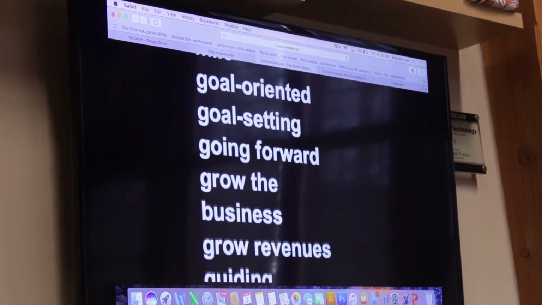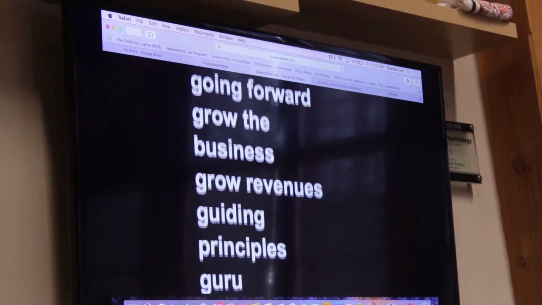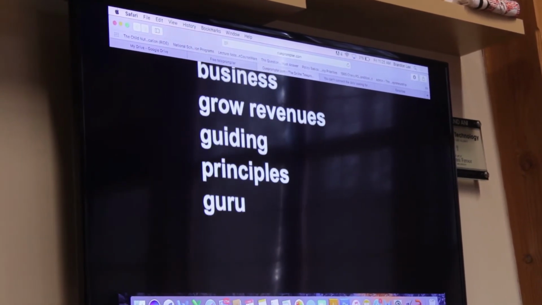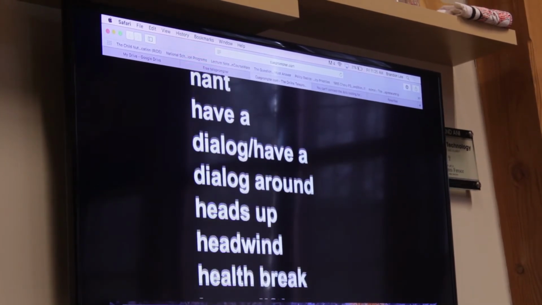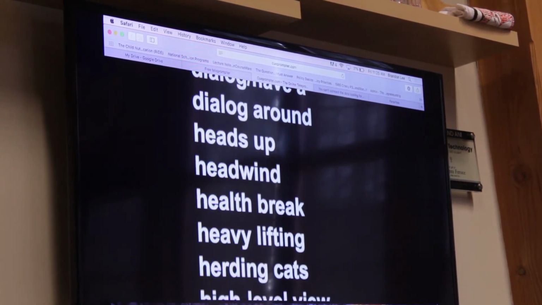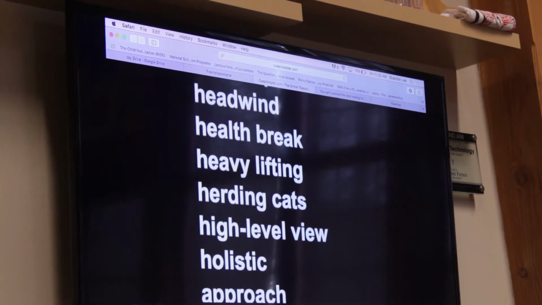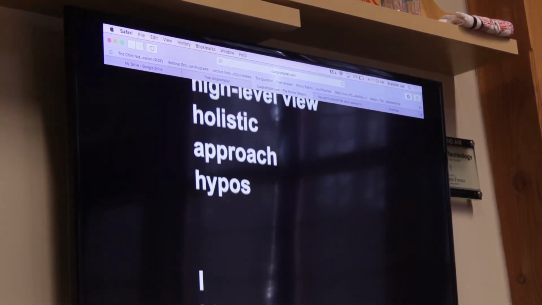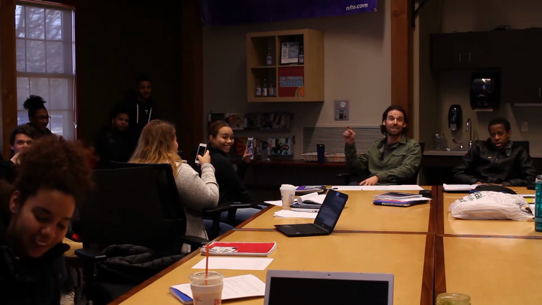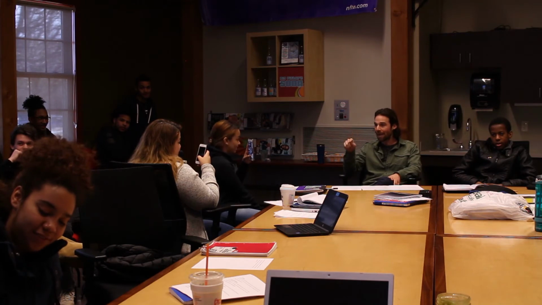We need to go the extra mile. We're goal-oriented. We've got to be setting goals. We need to grow the business. We've got to grow revenues. These are the principles, people. Come on, we're the business guru. Now, look, this is not a half-pregnant idea. We have a great amount of dialogue, and I need everybody's heads up. There's a headwind coming, and we don't have time for a health break. We've got to do the heavy lifting to herd the cats to make sure we have a holistic approach. And look, it's not about ideation. It's about impact. We've got to implement in the front of the bus and in the market.